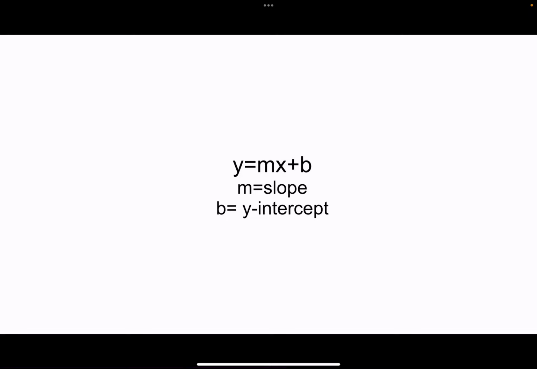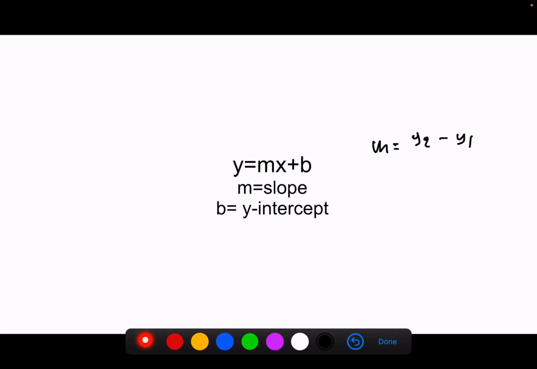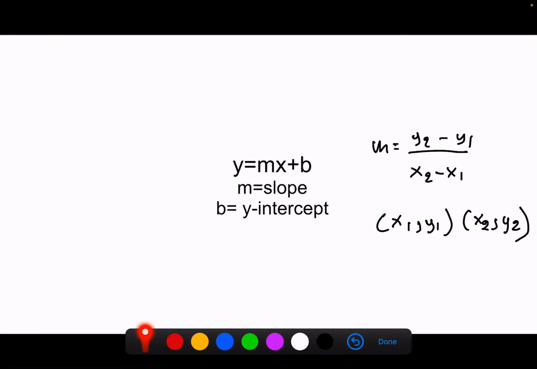So first, it's important to recognize the equation y equals mx plus b. In y equals mx plus b, we know m as the slope, and m is also equal to y2 minus y1 over x2 minus x1 given points x1, y1, and x2, y2. And b is the y-intercept. So the y-intercept is the point at which the line crosses the y-axis. So let's go ahead and continue.